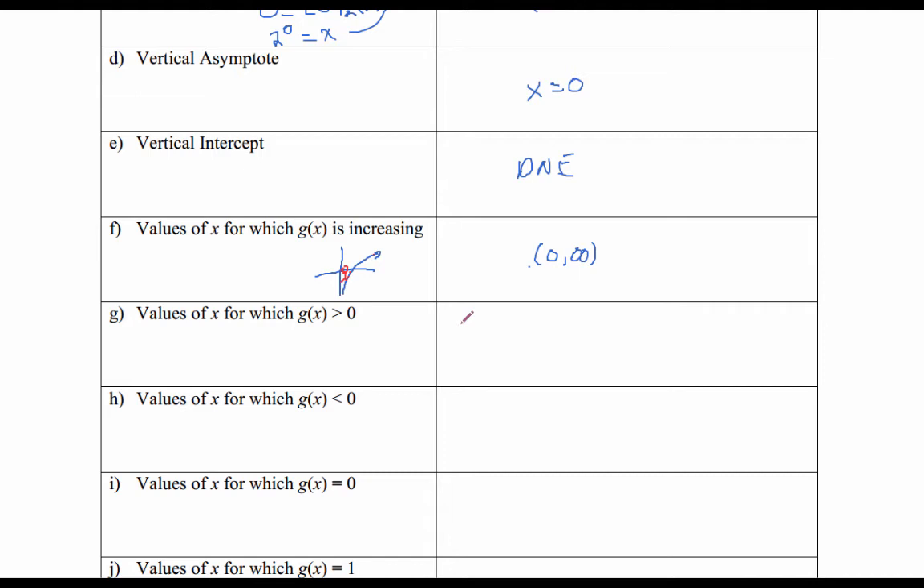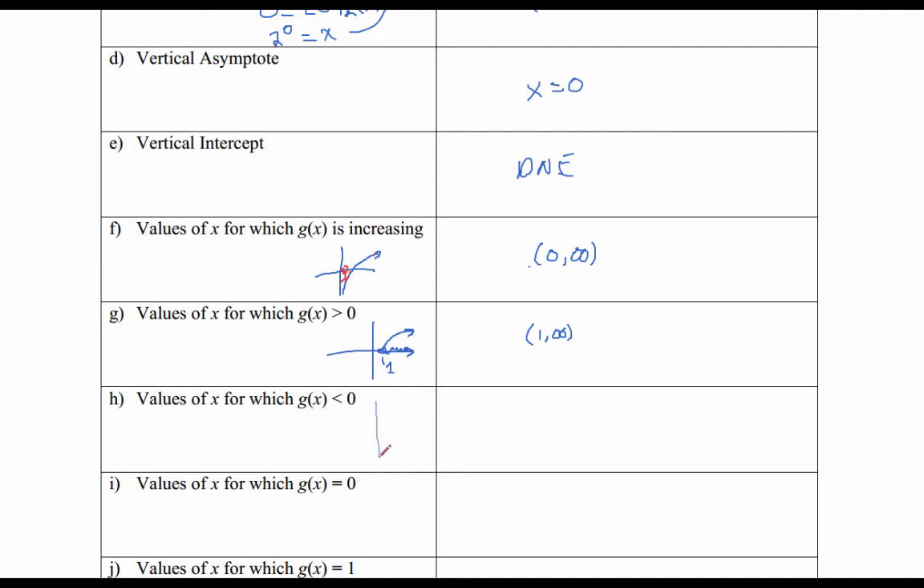Okay, values of x for which g of x is greater than 0. Now, g of x greater than 0 means you have to be above the x-axis. So that means it's going to be this part of the graph, the part that's above the x-axis. Notice that that happens right here at 1, doesn't it? So the values of x such that g of x is greater than 0 are from 1 out to positive infinity. It's going to start there, and then everybody out that way is going to work, all right?